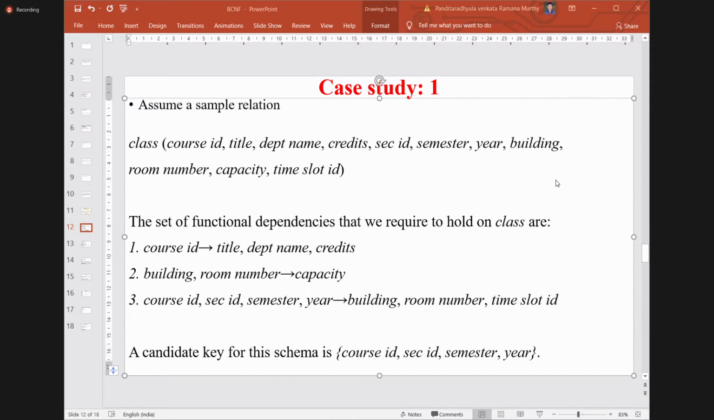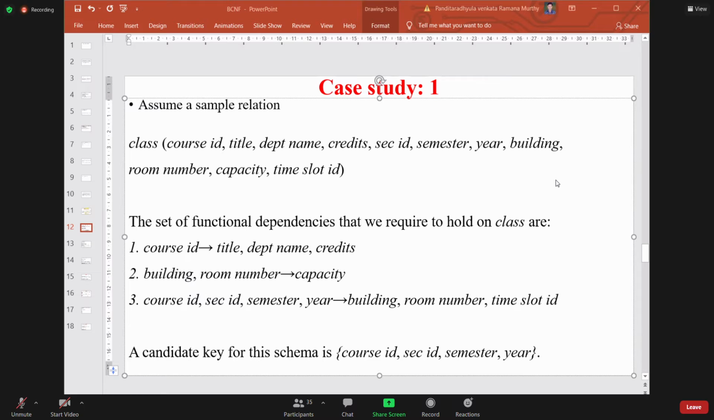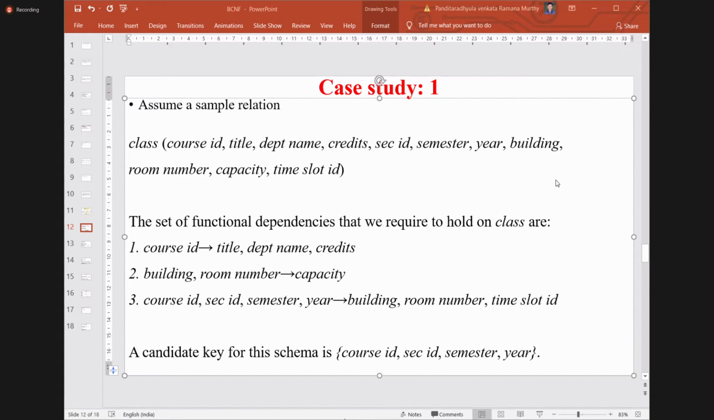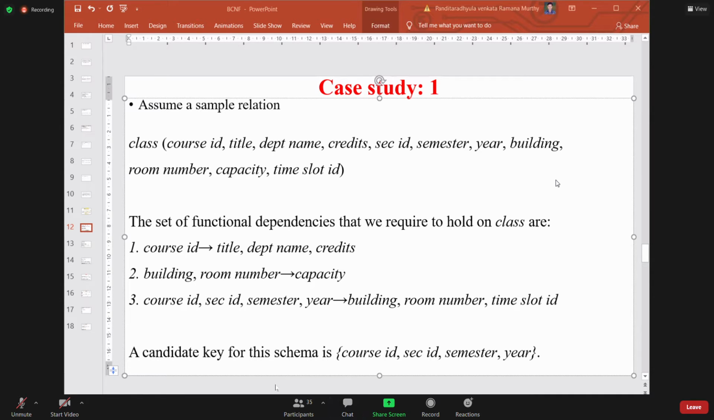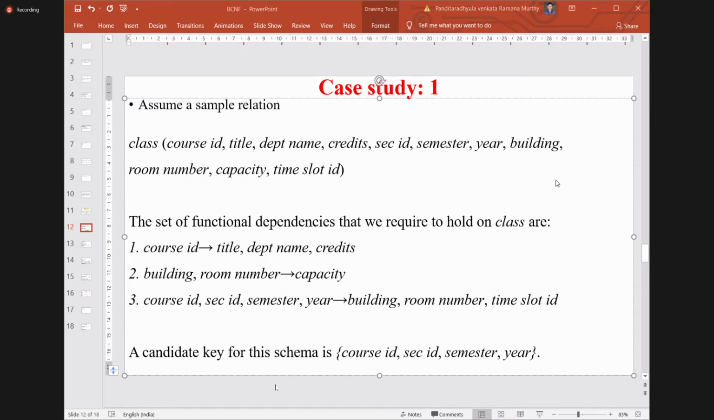In the CSC block, room number. Our room number can be 105, or 107 or 108, whatever it may be, or even 205. What is the capacity of our class? 60. Then time slot ID, in which time slot? For example, if our class is free, the classroom can be allocated to some other section also on different time slots. This is the information we are going to maintain.